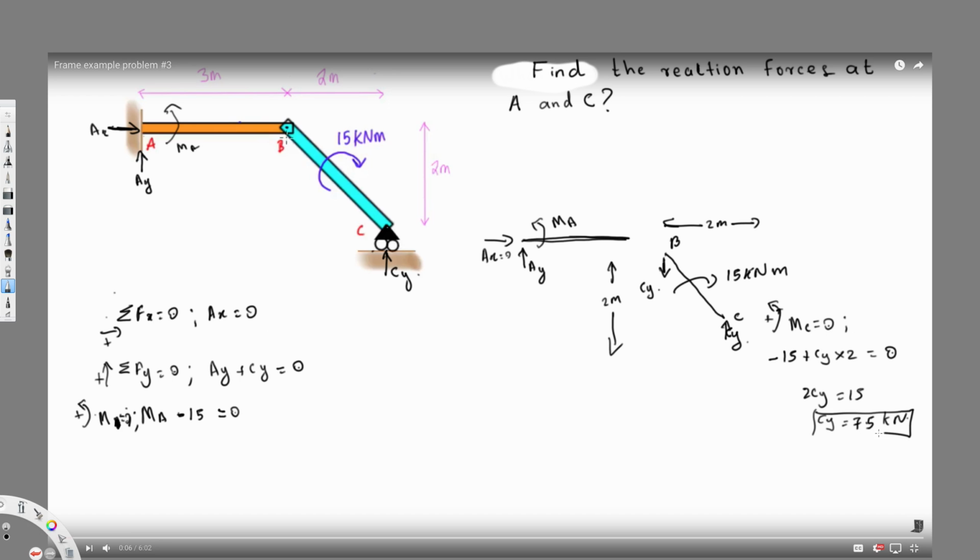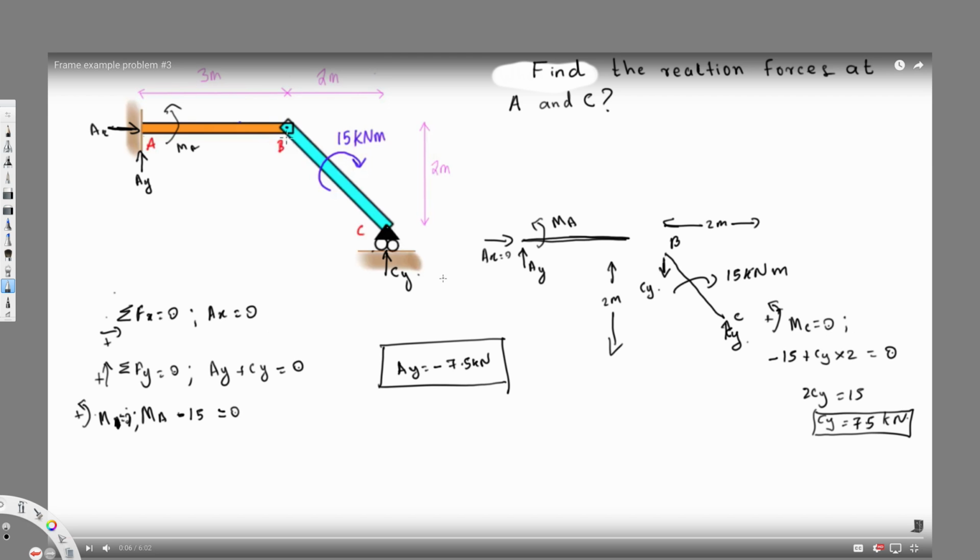Since we have found Cy here, I can find Ay by directly applying it in this equation. If I solve for this one, Ay comes out to be negative 7.5 kilonewton, and it means this Ay is acting downward. So this negative sign means it's acting downward, so we don't have to change the direction. So this is my finding, and all you have to find is Ax, Ay. If they ask for reactions, this is what I mean: Ax, Ay, and Cy.